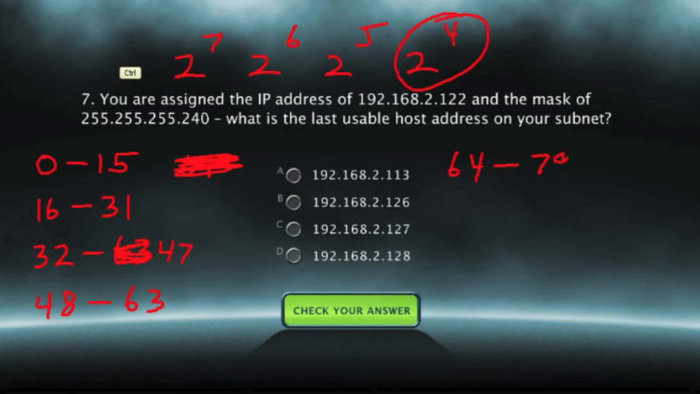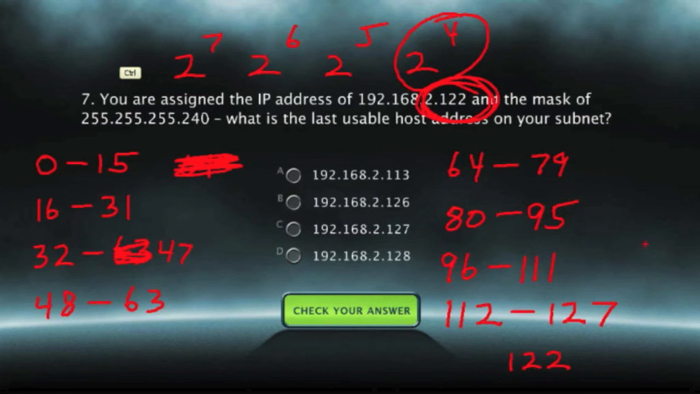Then over here, 64 to 79. Then 80 to 95. Thanks for the help, everybody. 96 to 111. And now 112 to, what's the final one? 127. And that is where we live. 122 falls in this subnet.